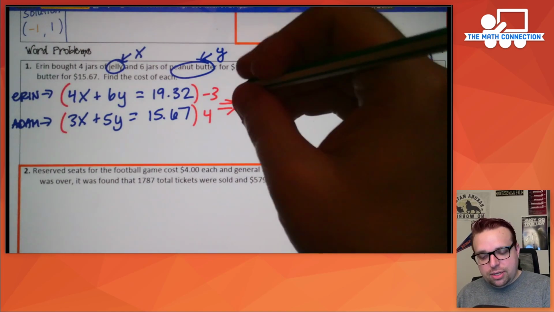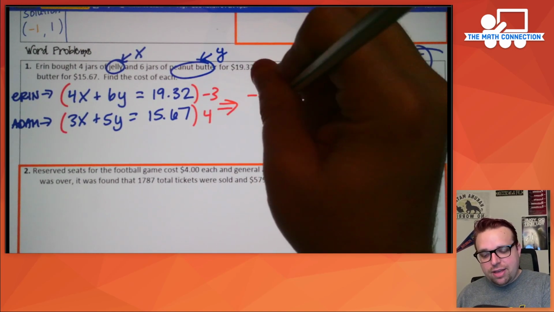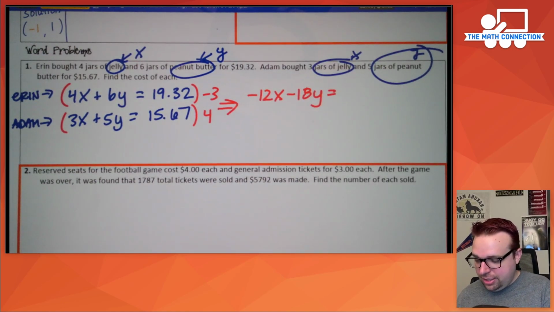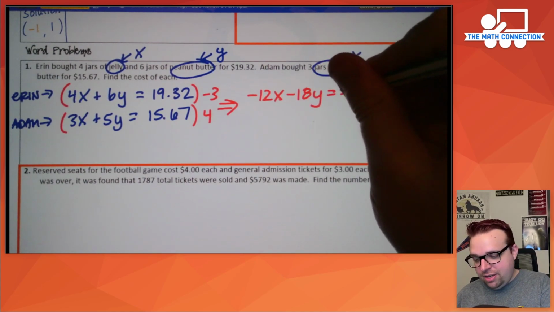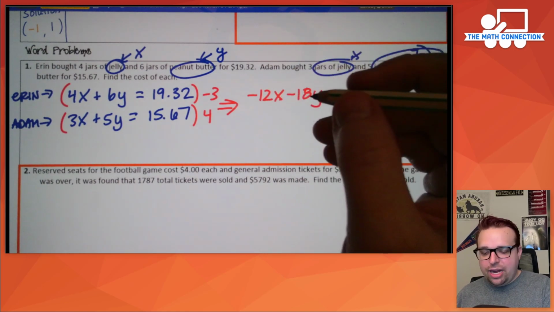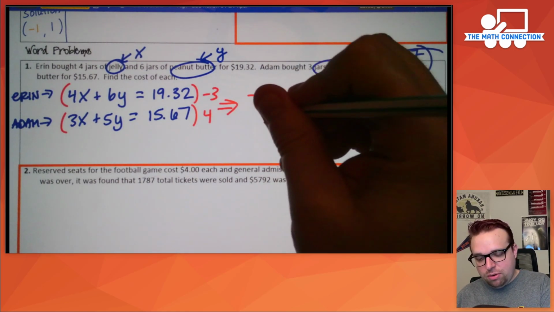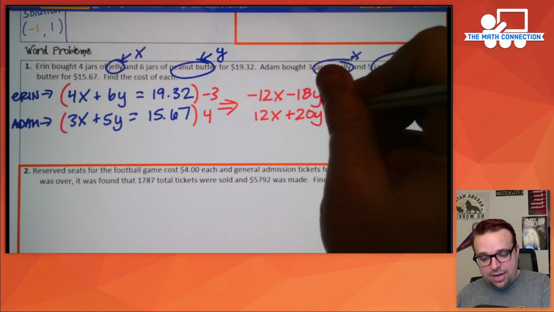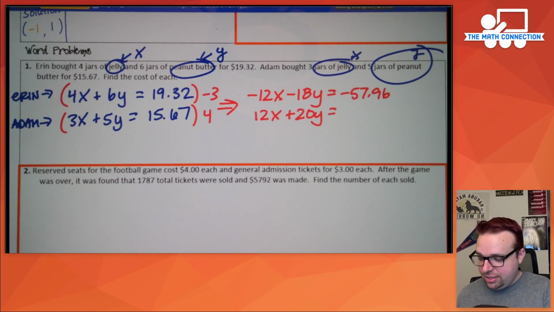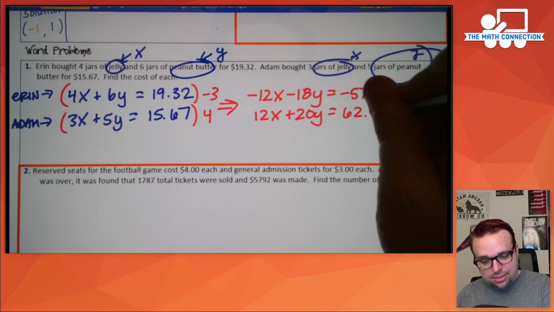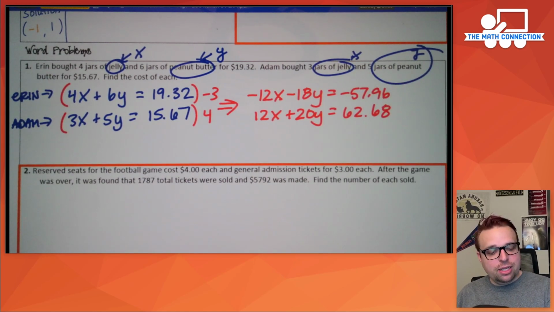Okay, so this equation is now -12x minus 18y equals 1932 times negative 3, negative 5796. Okay, the second equation is not negative, it's positive, it's just multiplying by 4, so 12x plus 20y equals 1567 times 4 is 6268. Okay, now we can do elimination, right?